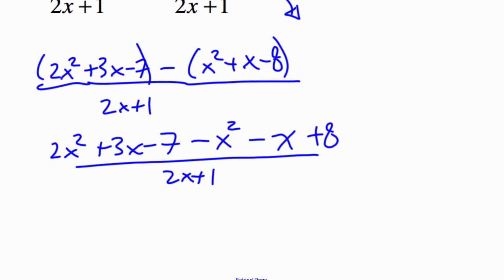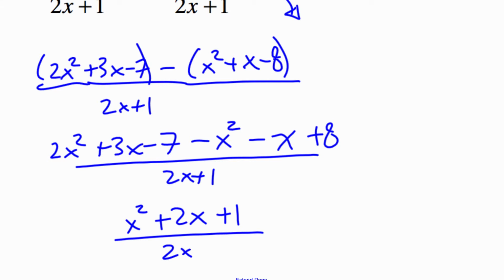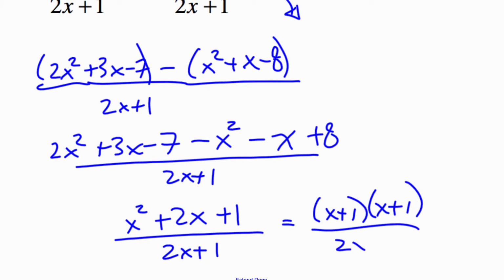2x squared minus x squared is x squared. 3x minus x would be a positive 2x. Minus 7 plus 8 is a positive 1. Okay, all over 2x plus 1. It's not a bad idea to take this one here and factor it, just to see if you can simplify any more. So this one would be x plus 1 times x plus 1. Two numbers that multiply to 1 and add to 2, 1 and 1, all over 2x plus 1.